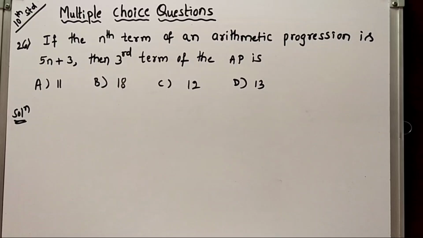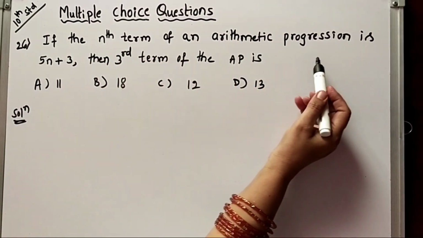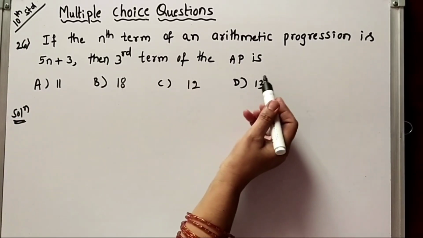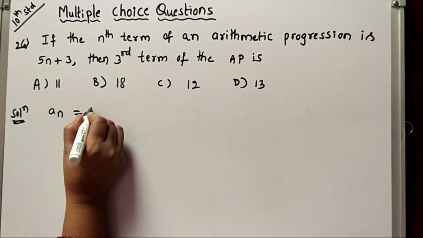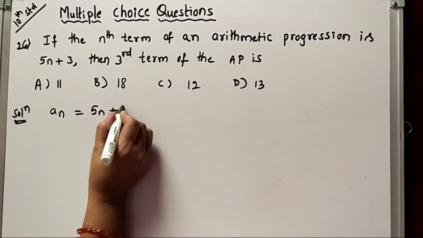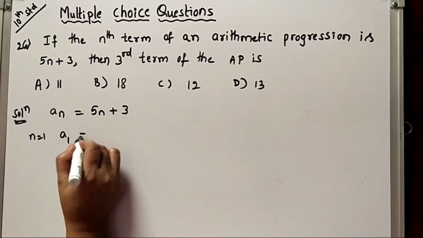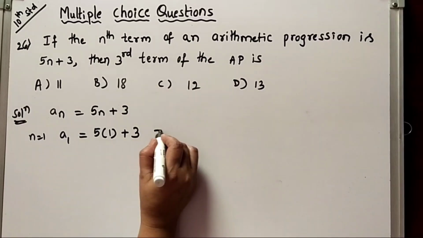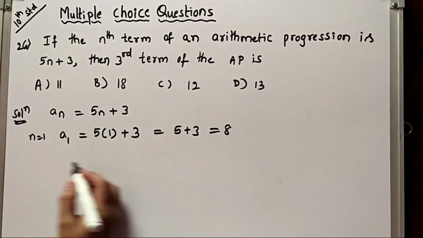Okay, question number 26. If the nth term of an arithmetic progression is 5n plus 3, then the third term of the AP is... an is equal to 5n plus 3. So for n is equal to 1, a1 is the first term. Yes, 5 into 1 plus 3 is equal to 5 plus 3 is equal to 8.